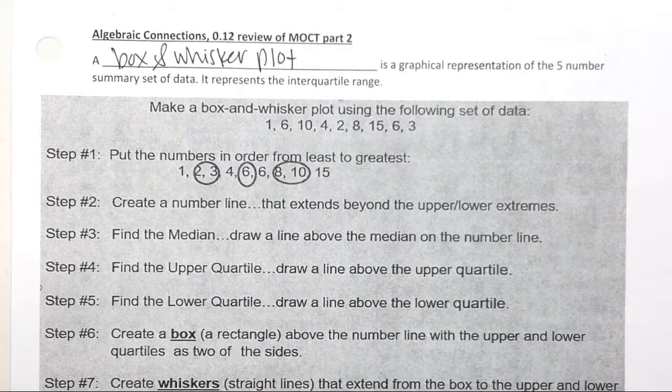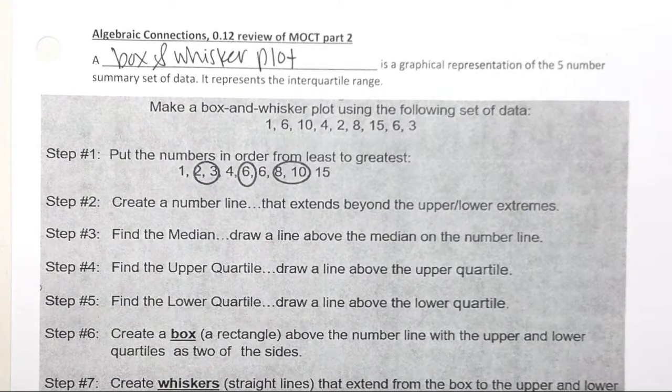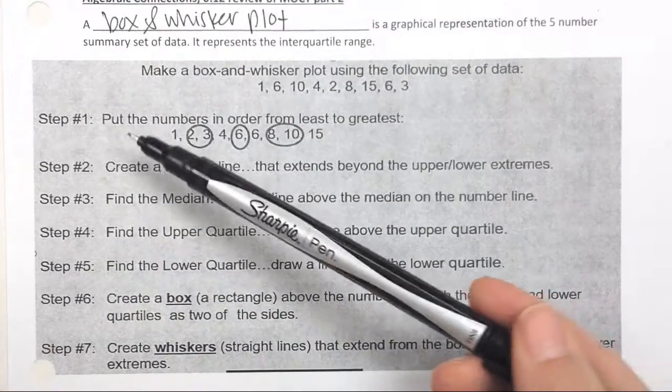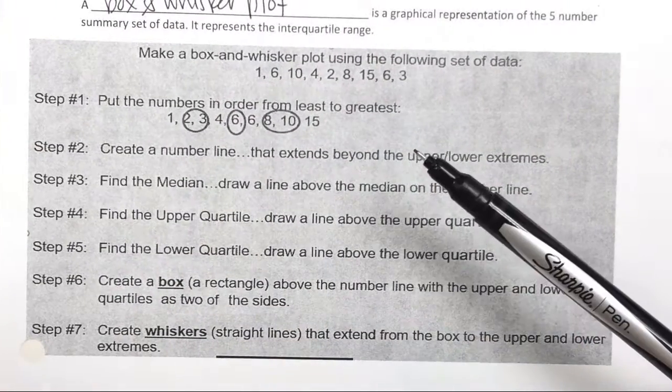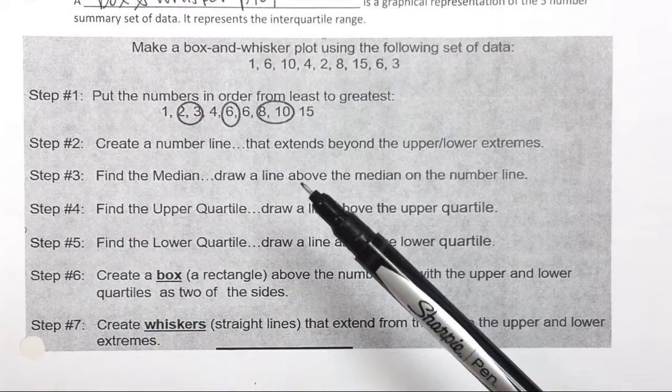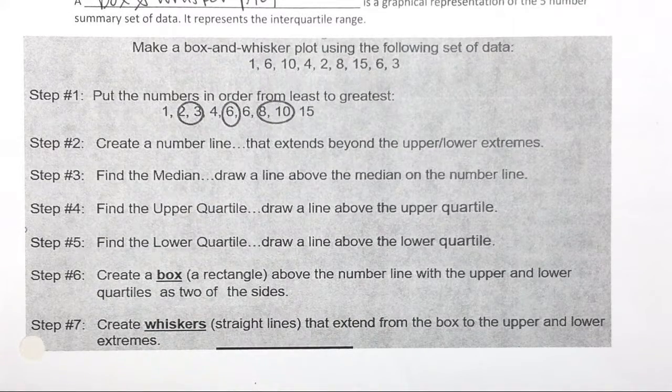Alright, so here are all the steps to making a box and whisker chart. You have to put them in order from least to greatest. Then make a number line. We know what a number line is. Find the median. We did that yesterday. The upper and lower quartiles, we did that yesterday. And then you'll just draw your box, okay?